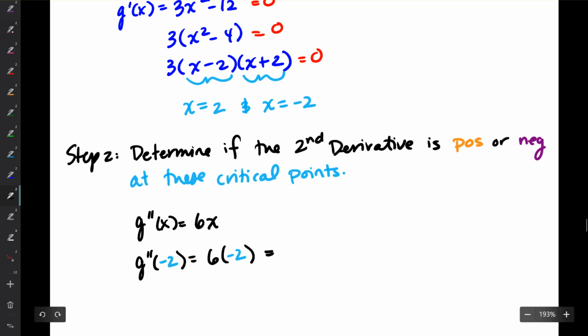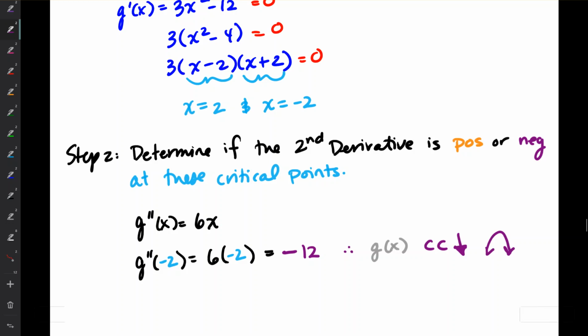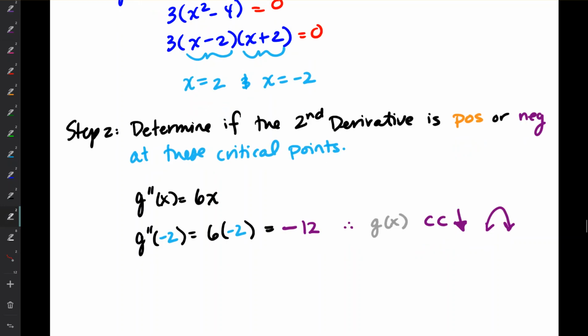I don't care about the 12 part. I care that it's negative. So since this is negative, what must be true? Then your g function must be what? Concave down. Okay, g looks like this. Concave down, that is a local maximum, right?